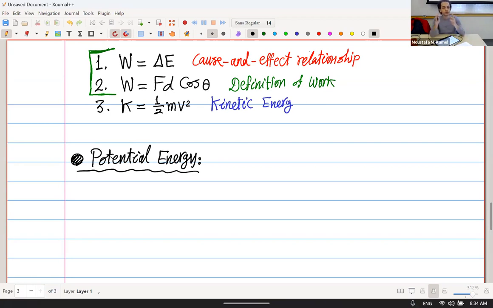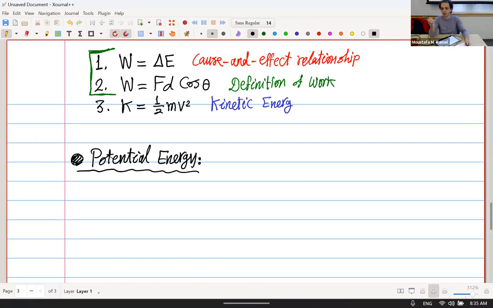So when two or more objects in a system interact, it is possible to store energy in that system. This energy can be recovered later as kinetic energy or thermal energy. But this stored energy itself is called potential energy. This is what we call potential energy, okay?